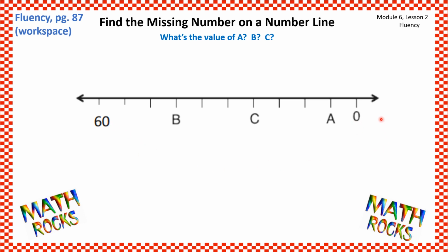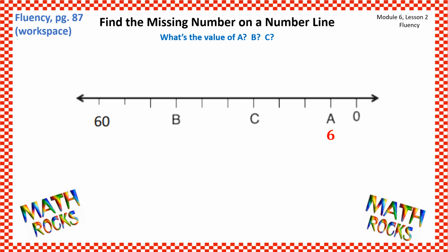What we first need to do here is figure out the units that are in between the 0 and the 60. From 0 to 60, I have 1, 2, 3, 4, 5, 6, 7, 8, 9, 10 equally spaced units. That means if I do 60, because it's going from 0 to 60, divided by those 10 equally spaced units, then the value of each space here would be 6. So if I were to find the value of A, C, and B, I would use the logic that a single space is 6. So A is 6.